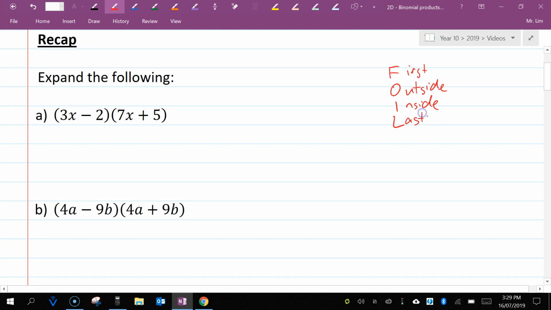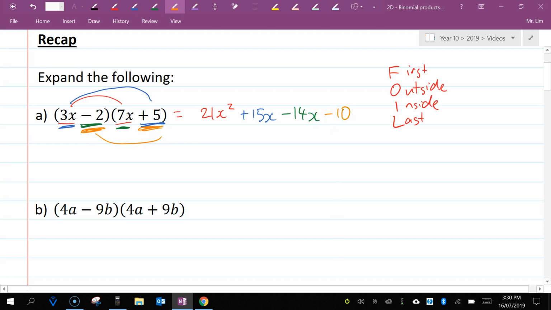last. So we're going to take the first 2 terms in the brackets and multiply them together. 3x times 7x is 21x squared. We're going to take the outside terms, 3x and 5, multiply them together. 3x times 5 is 15x. We're going to take the 2 inside terms, minus 2 and 7x. Minus 2 times 7x is minus 14x. And then we'll take the last term, minus 2 and positive 5, which equal to minus 10 when we multiply them.